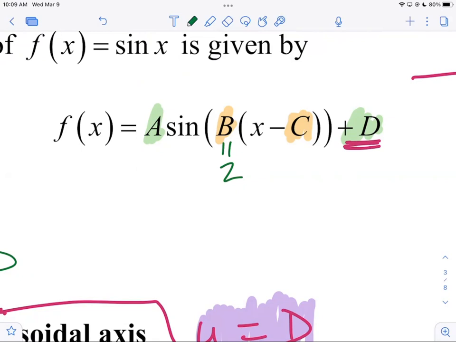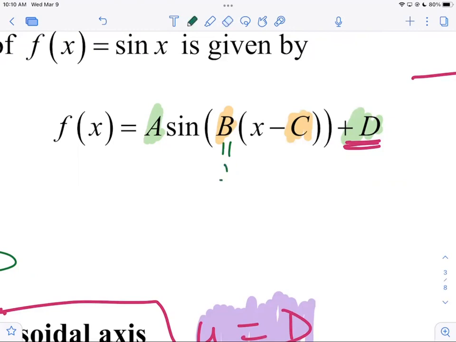No. B is not the period, but B affects the period, right? B is related to the period. We get the B value from the equation. But when we sketch the graph, we want the period, okay? So what happens to the period that used to be 2 pi if we've now made it half as big? It's 1 pi, right? So from 0 to 1 pi, we see the first cycle. And from 1 pi to 2 pi, we see the second cycle, okay? So that's if B were 2.